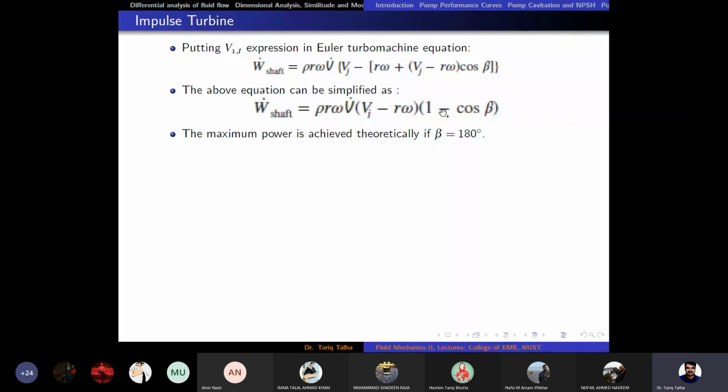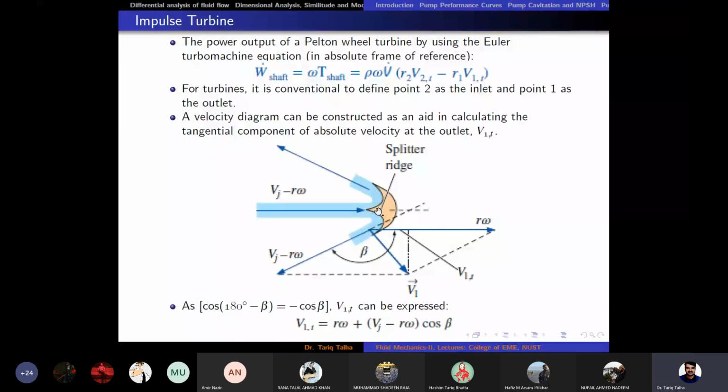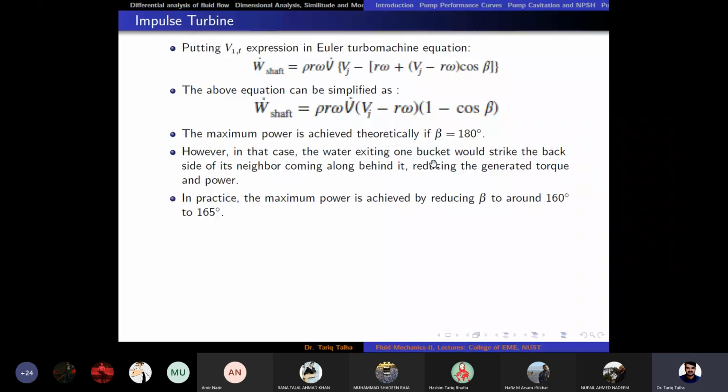So 1 minus into minus 1 plus 1, so it would become 2. But from the practical constraint, we can see that beta cannot be 180 degree, as I have explained many times, that if beta is 180 degree, the fluid which is going out is going to eventually strike with the incoming jet, which is not desirable. So that's why we don't want that. So in practical situation, it is around 150 to 165. They have written 160 to 165, but practically it is in the range of 150 to maybe 165.